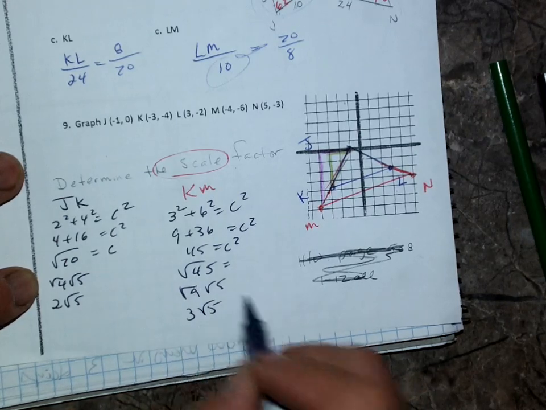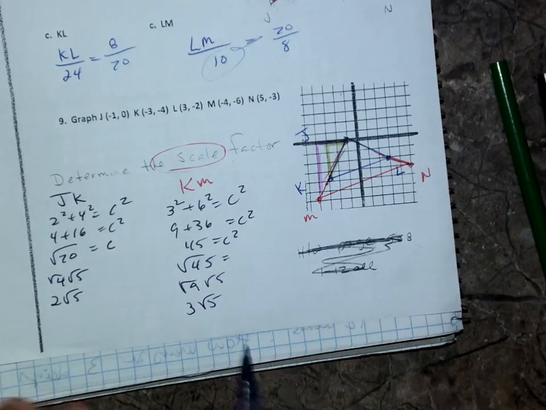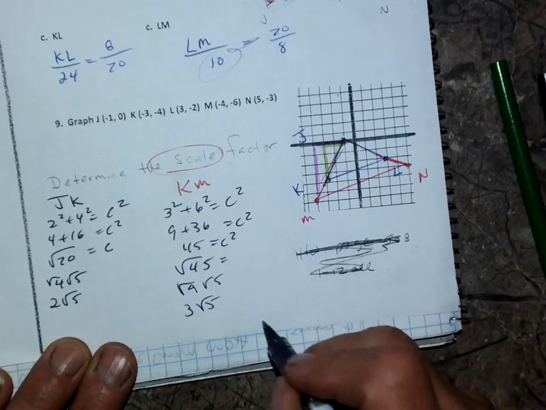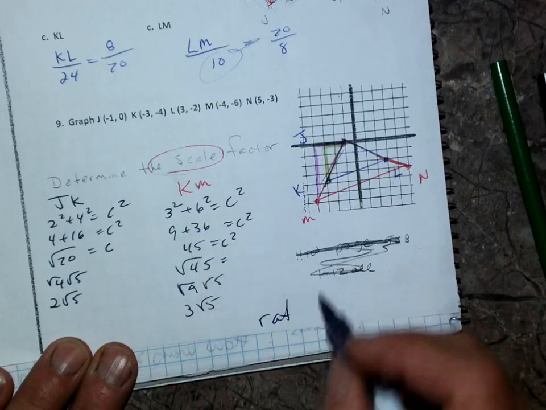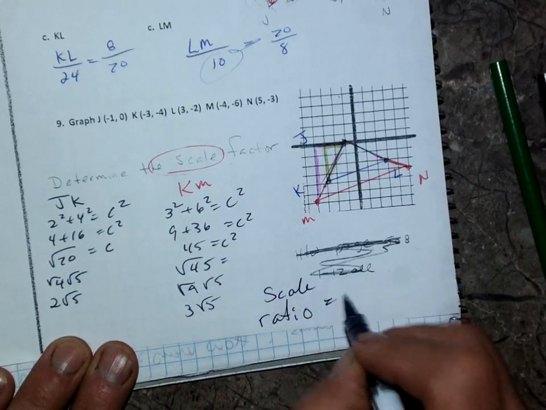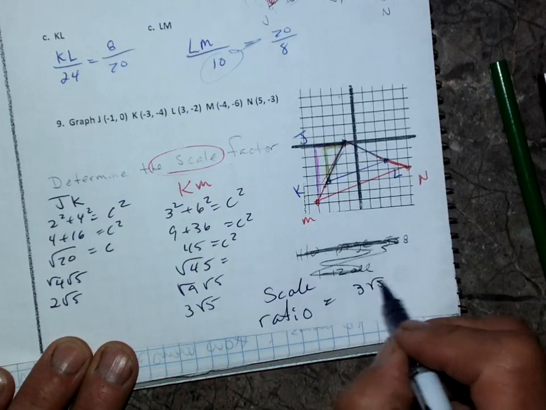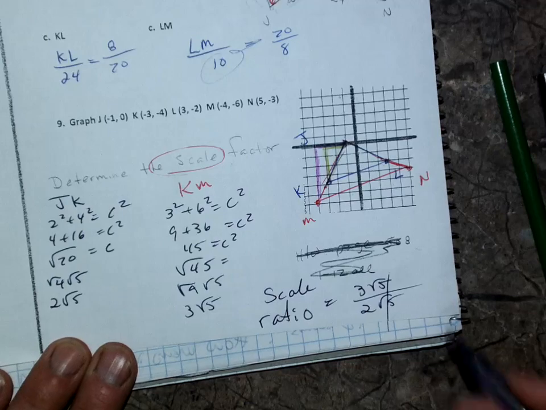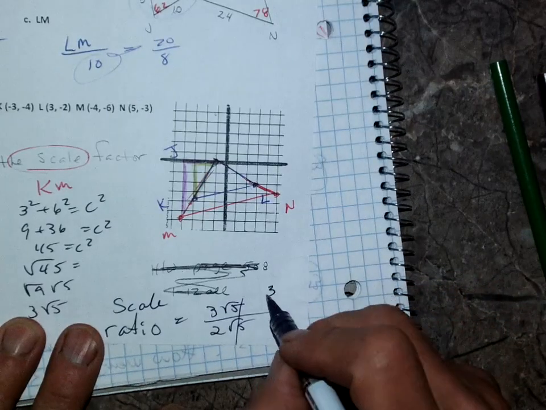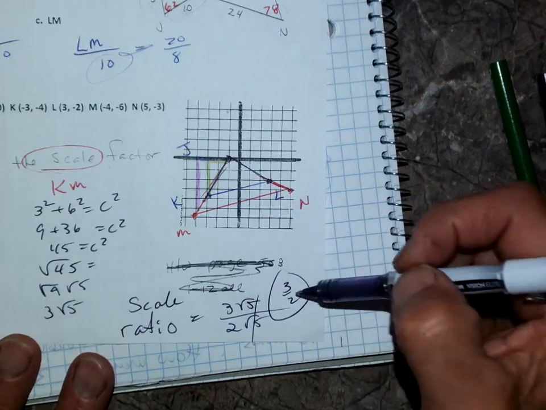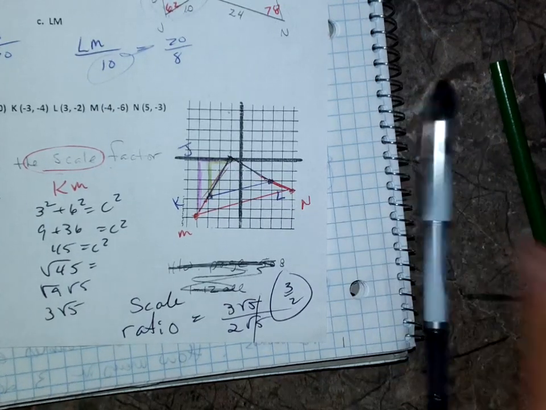3 times square root of 5. So the ratio, you ready? The ratio is going to be this length over this length. So the ratio, because you want the scale factor or scale, is going to be, you ready? 3 square roots of 5 over 2 square roots of 5, which is 3 over 2. Okay, that's how you do it. So this means the big triangle is 1.5 times bigger than the small triangle.